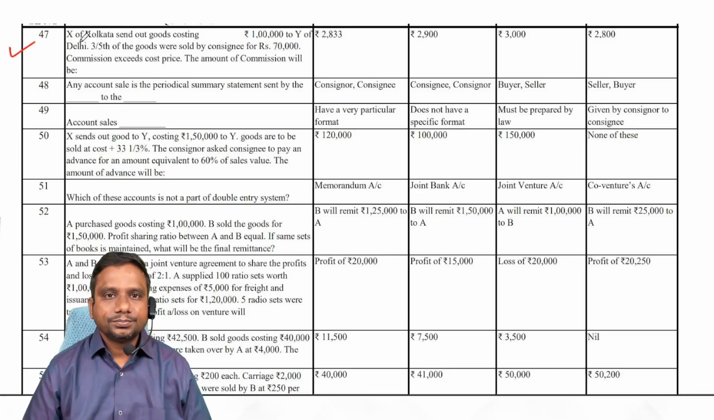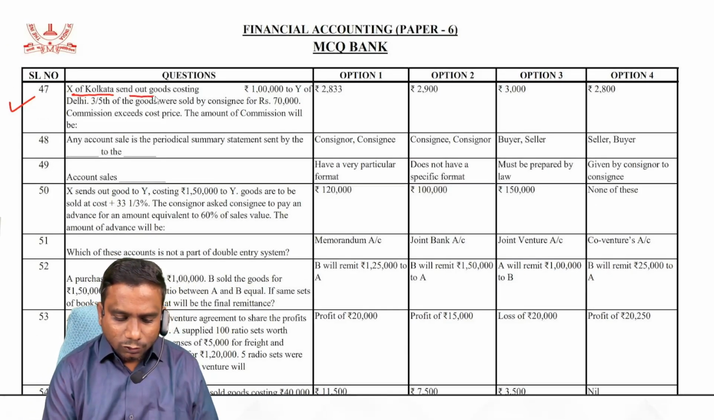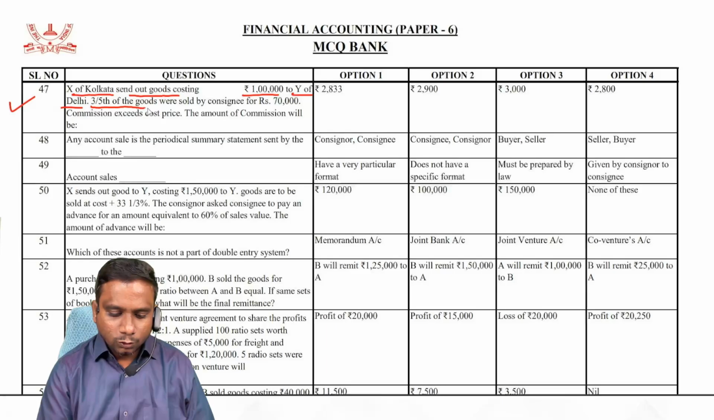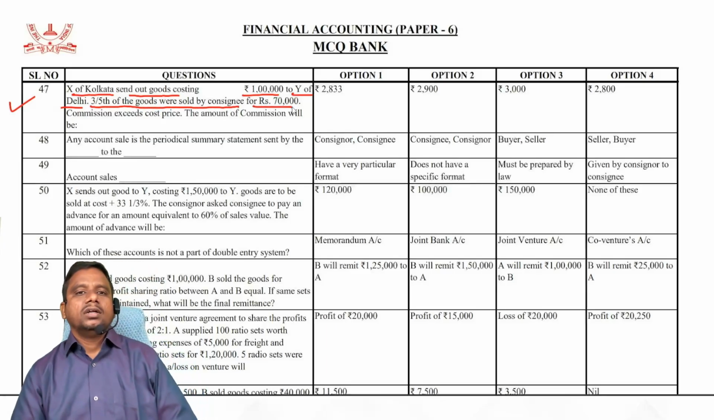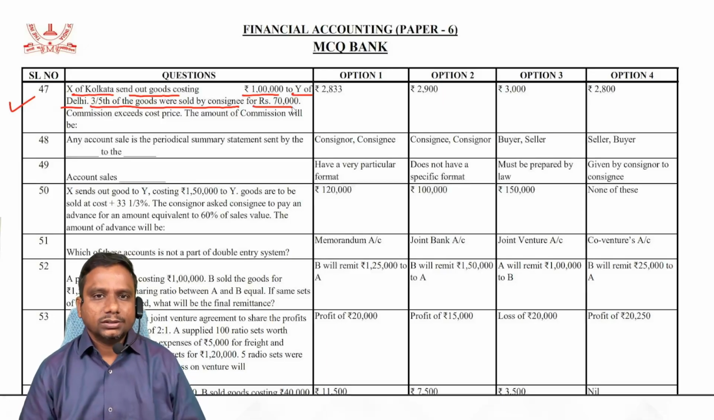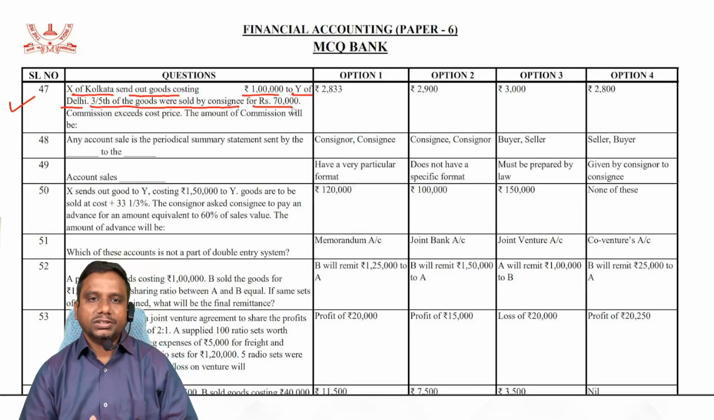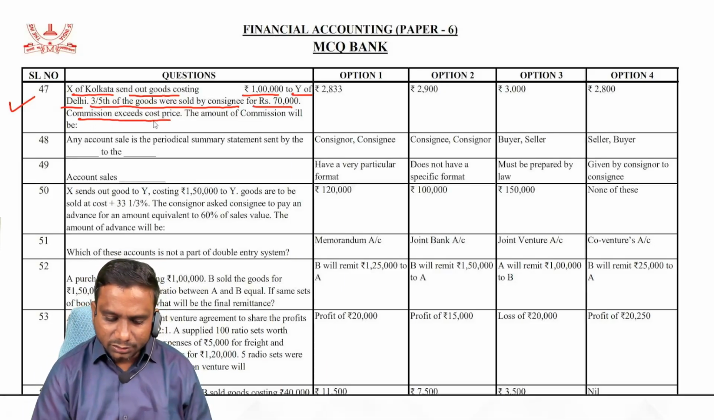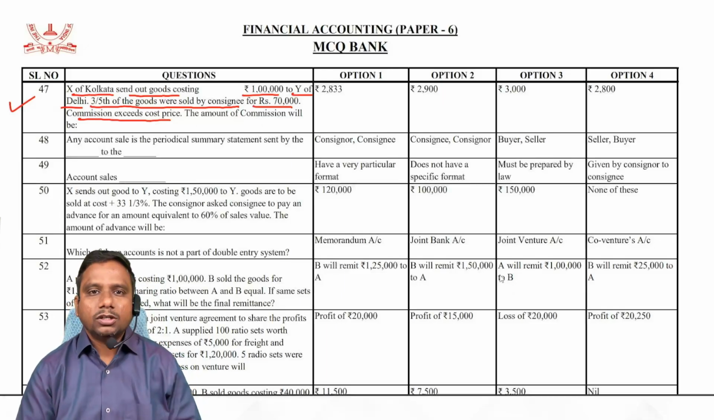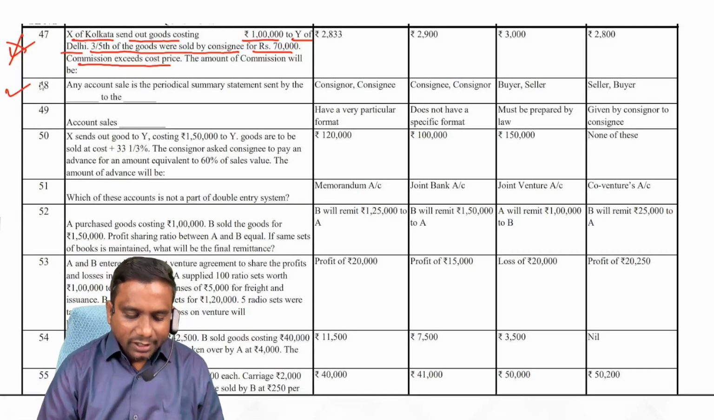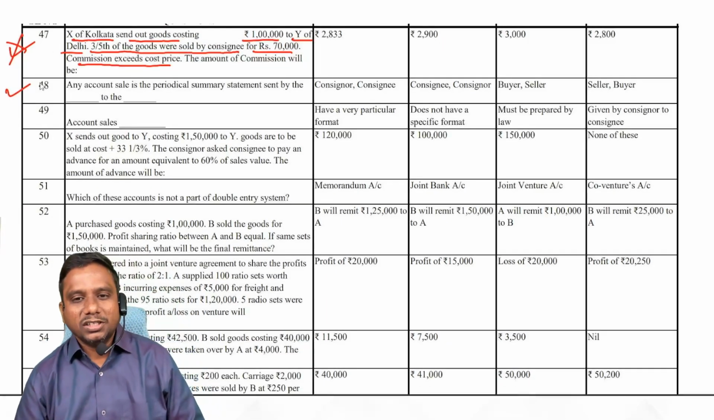47. X of Kolkata sends out goods costing 1 lakh to Y of Delhi. Fine. 3/5 of the goods were sold by the consignee for 70,000. Normally, what is the cost of goods sold? 60,000 rupees, 3/5. But he sold it for 70,000 rupees. Fine. Commission exceeds cost price. The amount of commission will be... Some information is missing here, students, because how to calculate commission we didn't know, so we treat it as an invalid question. If you know the answer, you can send it in the comment section, because I think it is incomplete information.